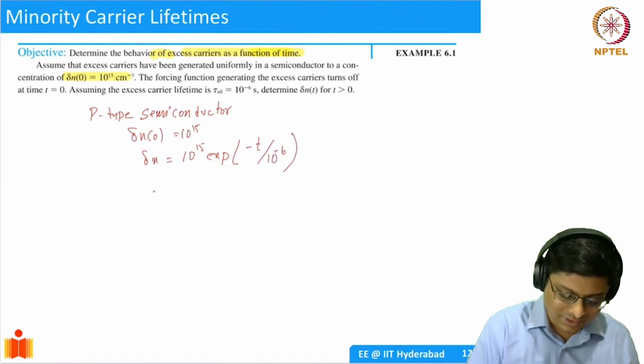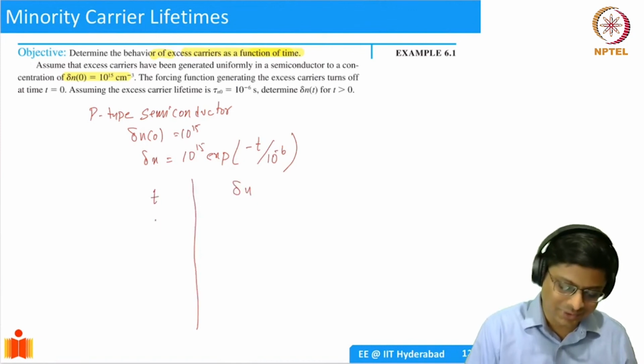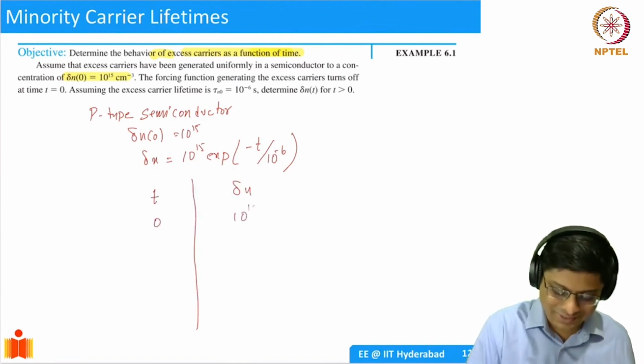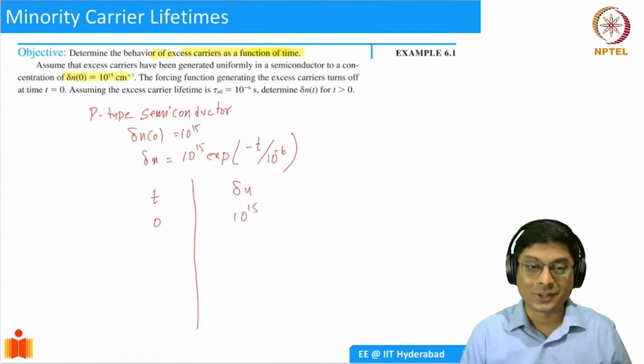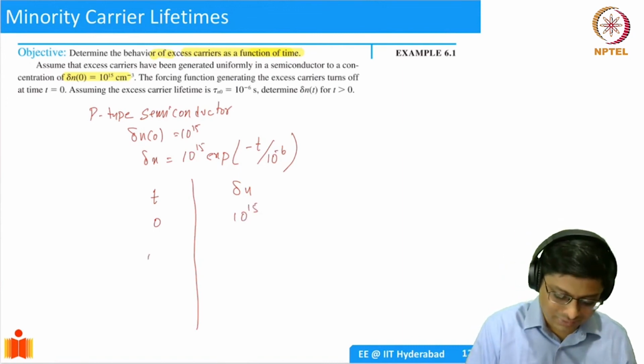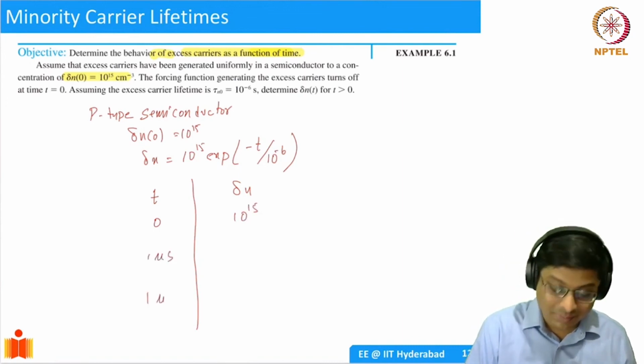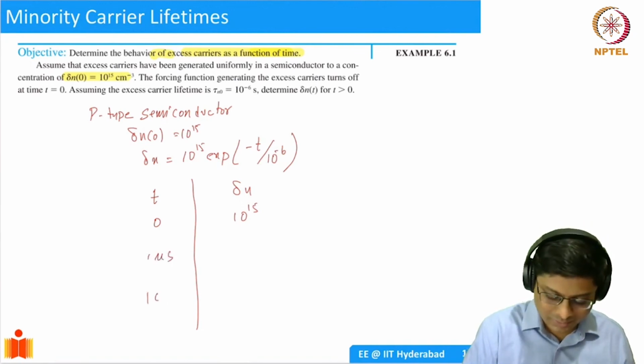I'll tell you. The simple case is t equal to 0, and delta n, what is it? Of course, at t equal to 0, I'll do this for you, it is 10 power 15. What happens at t equal to 1 microsecond? What happens at t equal to 10 microseconds? Let's put in some numbers and calculate.